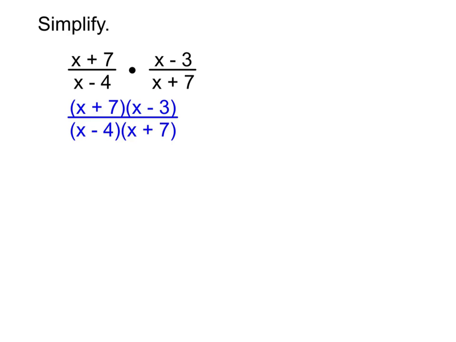And you'll notice here, I see an x plus 7 in both the top and the bottom. So those are going to cancel out, leaving you just with x minus 3 over x minus 4. Yay! And there's nothing else we can do to reduce that, so we're done.